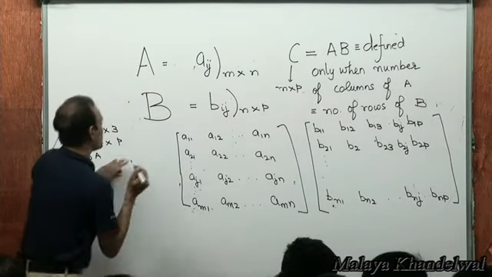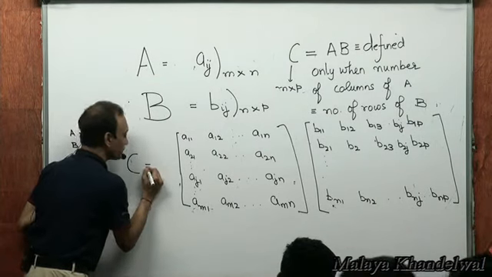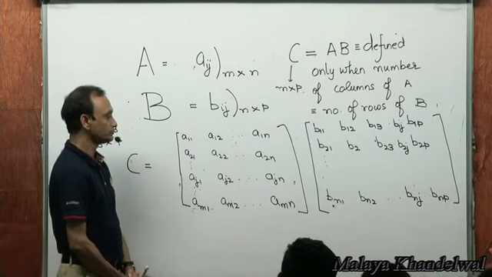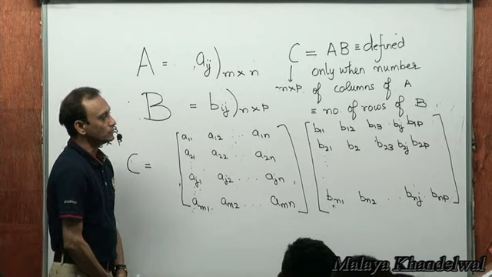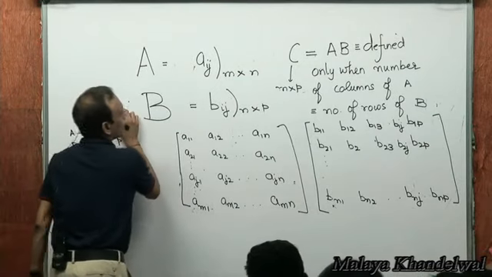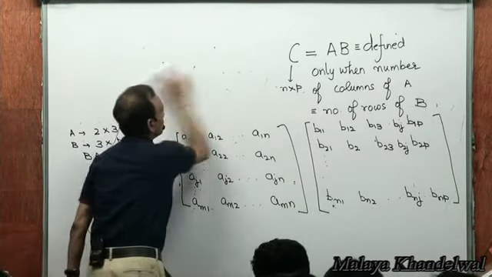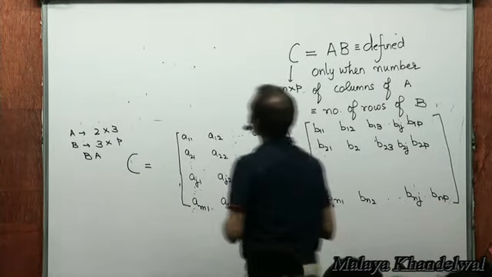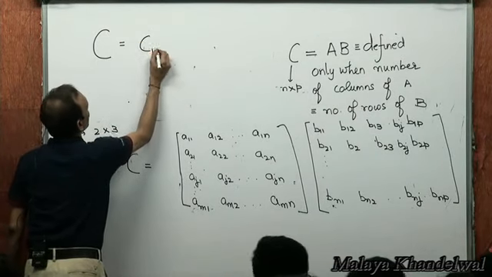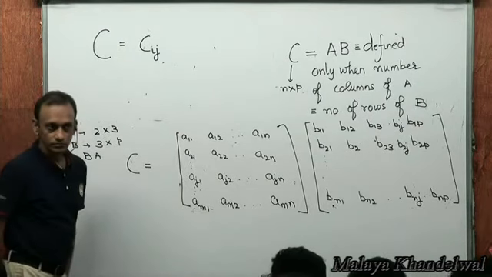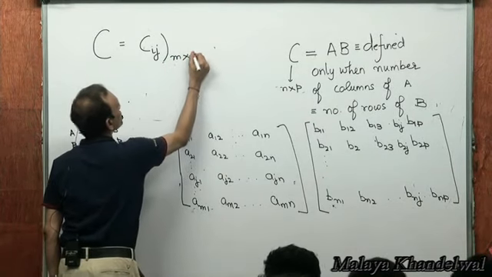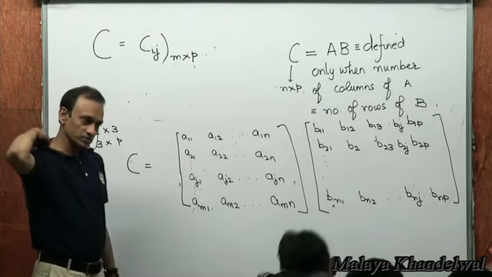Now the question is, this is the matrix C. C is a matrix with elements Cij, and it's going to be M by P, M rows and P columns.